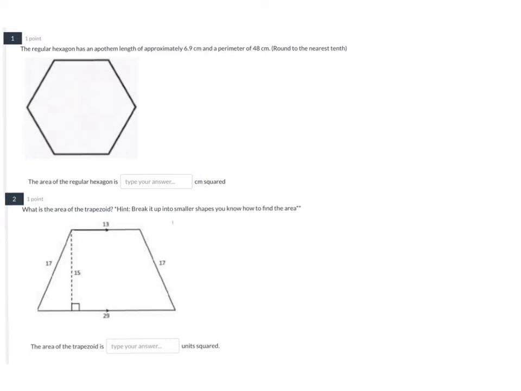In the first question, we have a regular hexagon, and a hexagon is some type of regular polygon. The formula for the area of a regular polygon is 1/2 times the apothem, depending on how you say it, multiplied by the capital P, which represents perimeter.